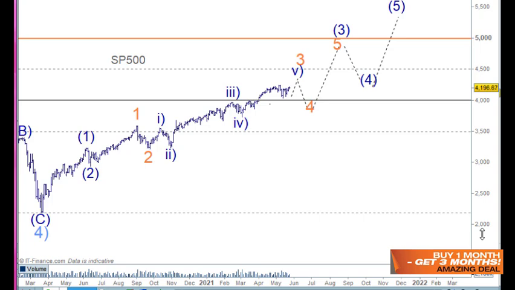This is my optimistic S&P count. This structure going up to wave 5 here. There is another count that can take it to this wave 5, to this wave 3 here and complete here as well, but we're still a long way from that. We're still working through this here.